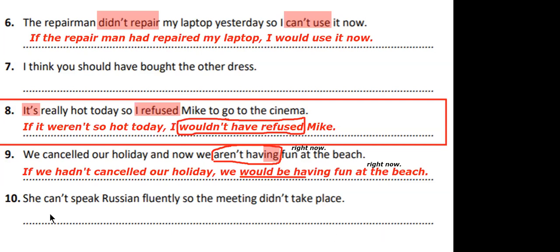And the last one. She can't speak Russian fluently, so the meeting didn't take place. Can I try it? Yes. If she spoke, nope. I'm not sure that's the correct verb. If she can speak, no. If she could speak, yes, if she could speak.